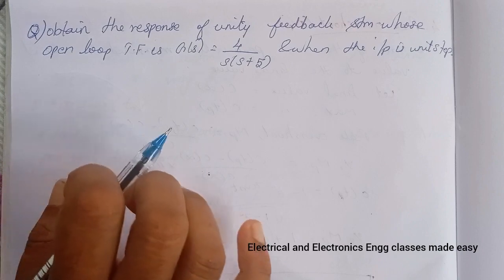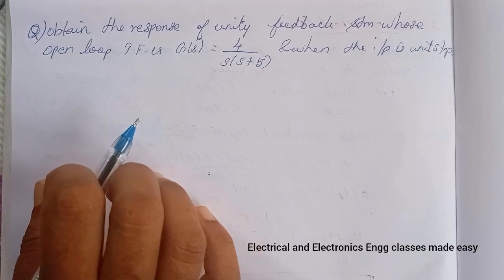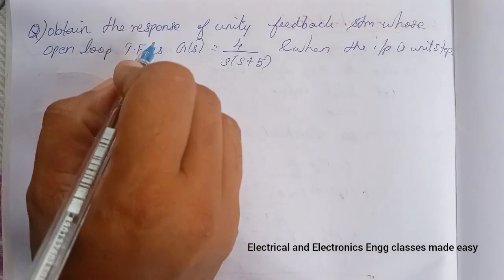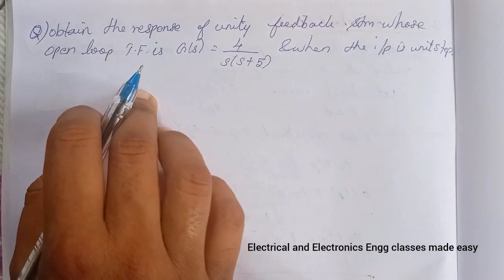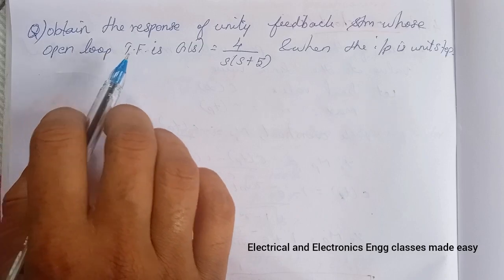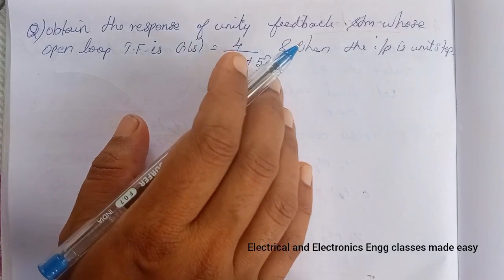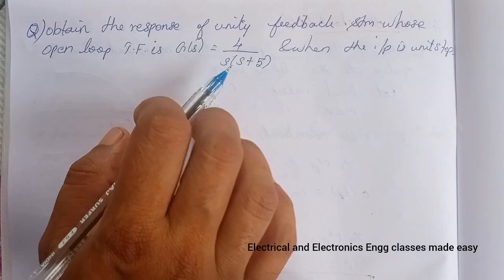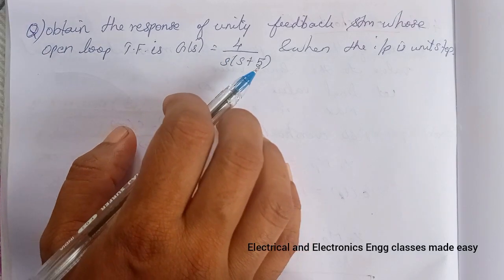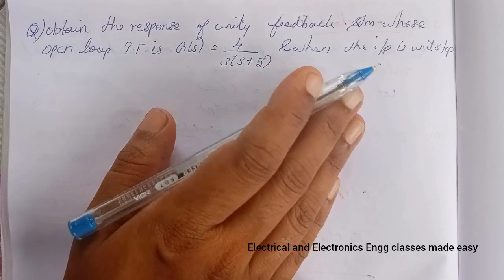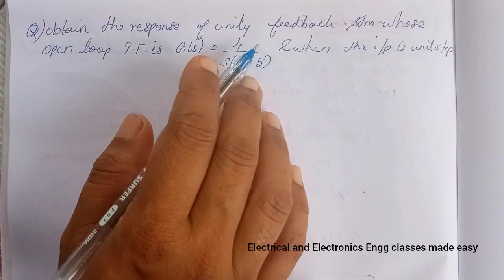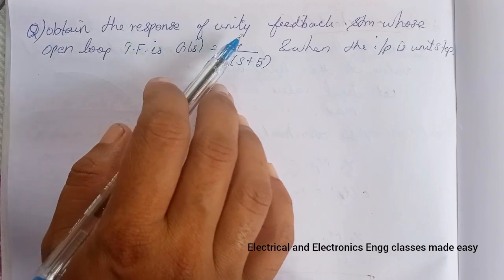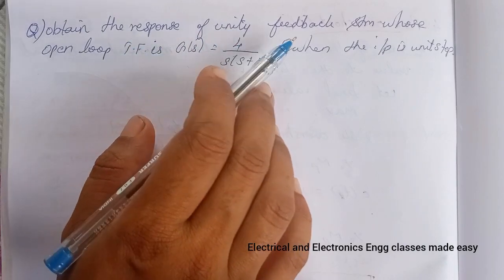Today's class is about the problems related to time response analysis. So let us go through the problems. First one is obtain the response of unity feedback system whose open loop transfer function is G(s) equal to 4 divided by s into (s plus 5), and when the input is unit step. So this is the open loop transfer function and it is given that it is a unity feedback system.